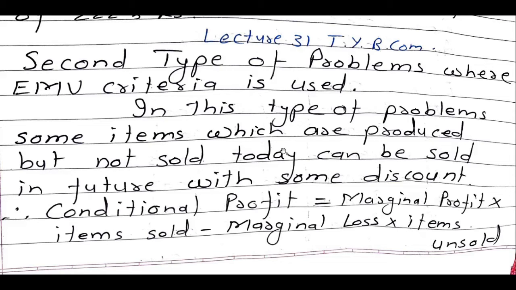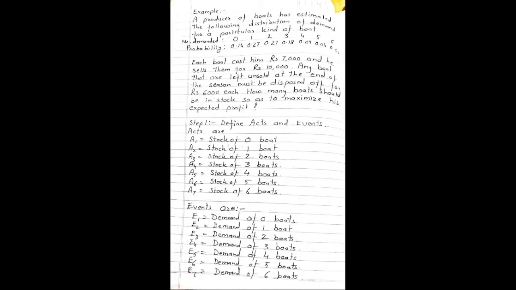Second type of problems where EMV criteria is used. In this type of problems, some items which are produced but not sold today can be sold in future with some discount. So therefore, conditional profit can be considered as marginal profit into items sold minus marginal loss into items unsold. See the example.